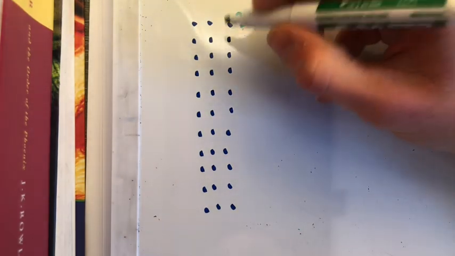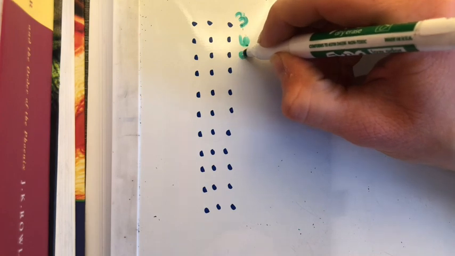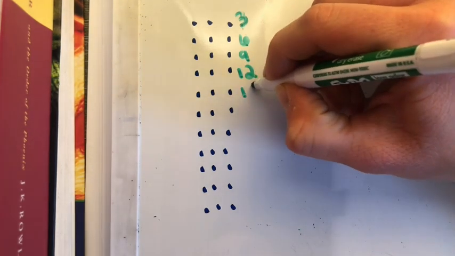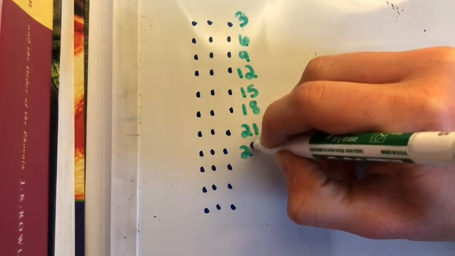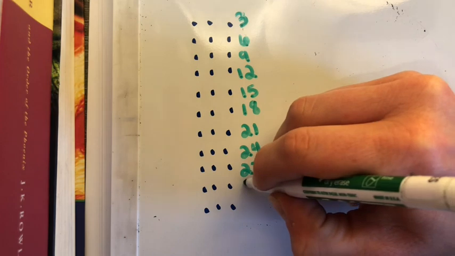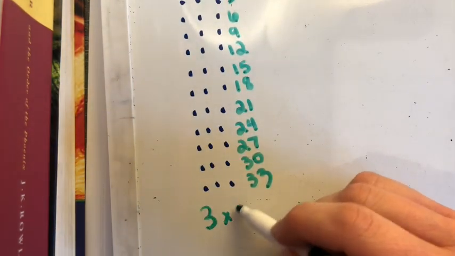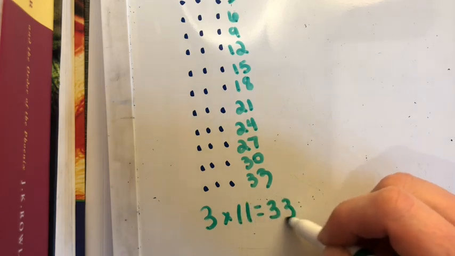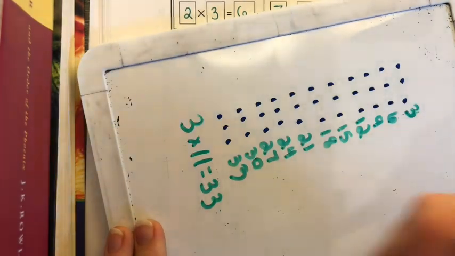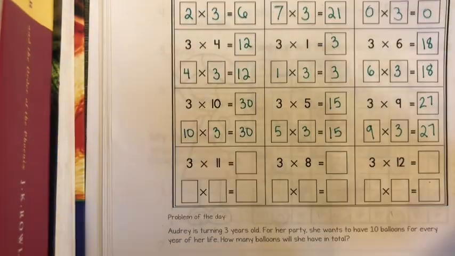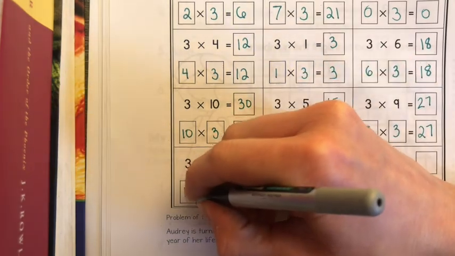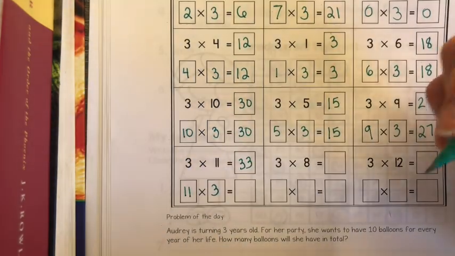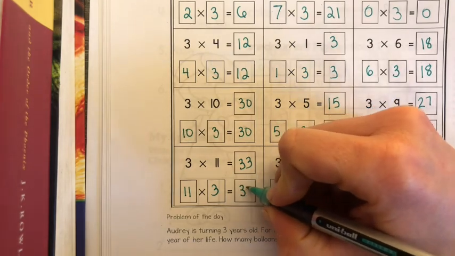This marker is on its way out. 6, 9, 12, 15, 18, 21, 24, 27, 30, 33. So 3 times 11 is 33. Remember, turn it on its side. 11 times 3 is still 33. So 3 times 11 is 33. 11 times 3, if we turn that array on its side, it doesn't change the product, it is still 33.